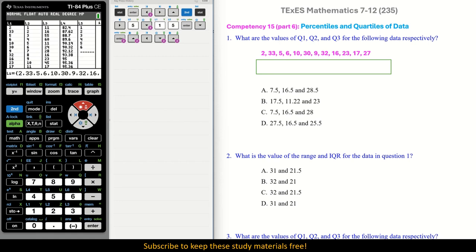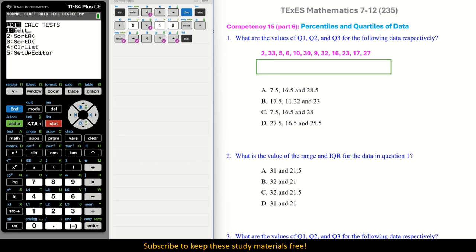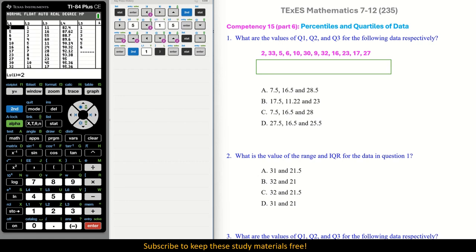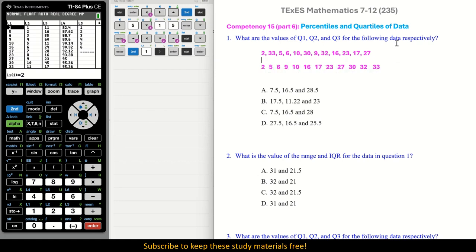What are we going to do? We need to go back to stat and we're sorting. So that's number 2. I'm just going to arrow down, push enter, and it's saying, okay, I'm waiting for the list. So we need to put in second 1 because we're using L1. And I close the parentheses and push enter. It says, hey, I'm done. Now go look at your list. And we push enter again, and it is sorted. Okay, and I've already typed that in over here, so we can delete this.